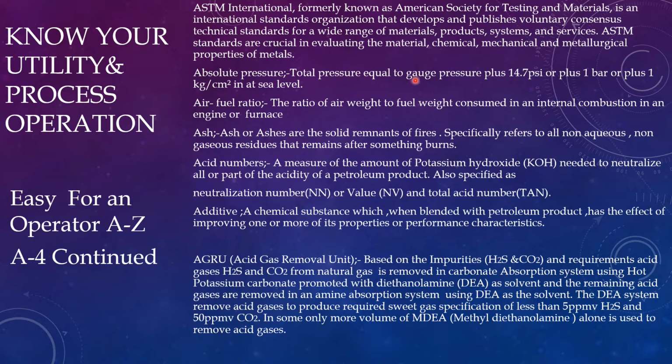Then we can see about the absolute pressure. The total pressure equals gauge pressure plus atmospheric pressure, or 14.7 psi, or plus 1 bar, or plus 1 kg per centimeter squared at sea level. When you work in a plant, the pressure shown in the gauge is a gauge pressure. But if you want to know the absolute pressure, you have to add 1 bar or 1 kg per centimeter squared or 1 atmosphere pressure or 14.7 psi to that gauge pressure. That is called absolute pressure.